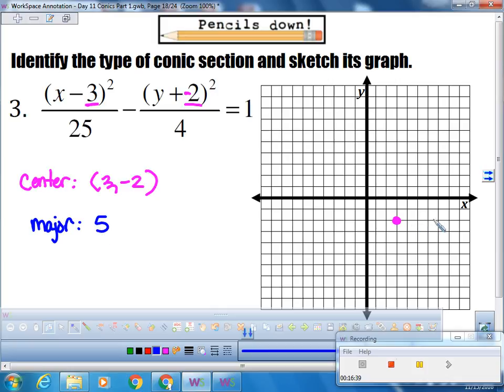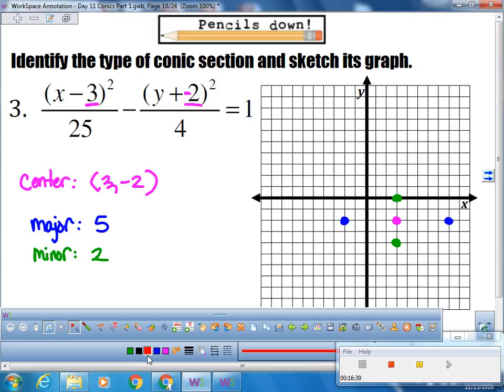1, 2, 3, 4, 5. 1, 2, 3, 4, 5. And then this one would be 2. So up 2, down 2. There's my slope box. Let's do it in red. So here's my slope box. Do you see how I find it? There's my slope box. Now I just need asymptotes.